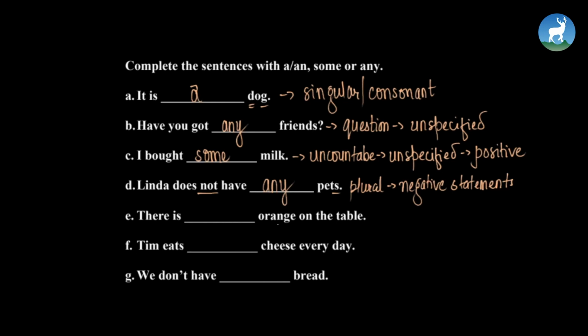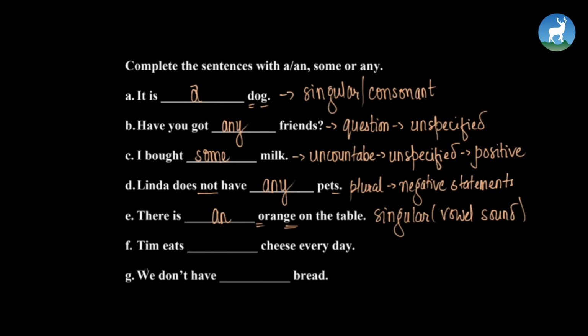There is dash orange on the table. Is orange singular or plural? It's singular. Now what is the sound of O? It's a vowel sound. So whenever there is vowel sound for singular nouns, we use an. Singular countable nouns, remember that.